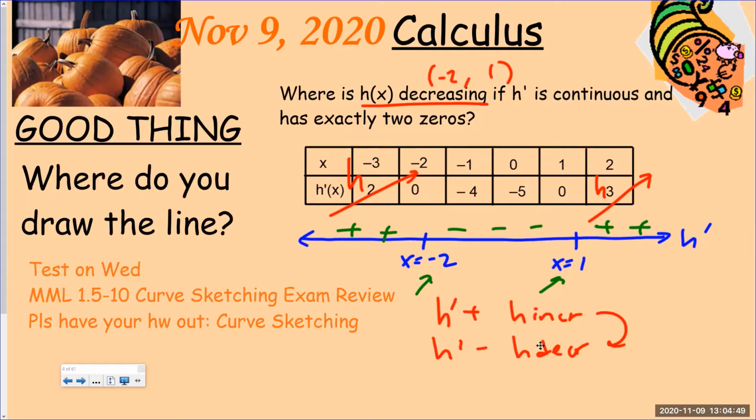And what they'll do is they'll say, oh, H prime is negative right here, and so they'll choose -1 and 0 when they really should have gone further. Does that make sense? They should go all the way to the critical points, not just narrow in on these -4s and -5s.